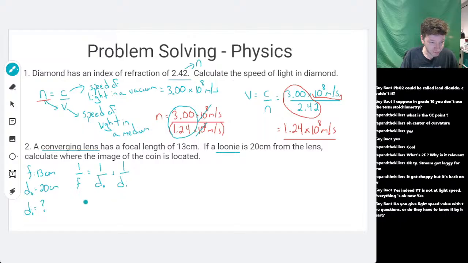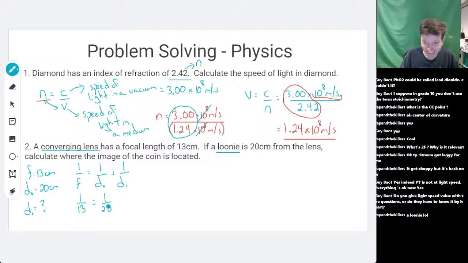Okay, so if I plug them in, so we have 1 over 13. I usually insist we write the units, but when I write units, students get even more confused. So we'll just say everything's in centimeters and we'll add it back in at the end. Equals 1 over 20. What's that? A loonie. Yeah, I know. And the $2 coin's called a toonie. Plus 1 over di.